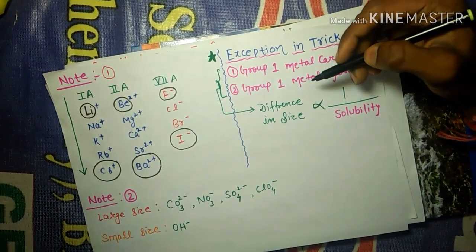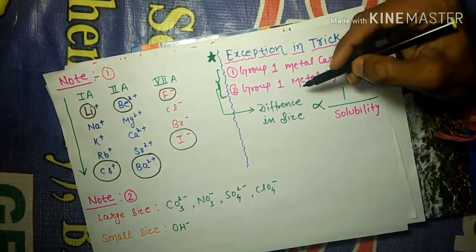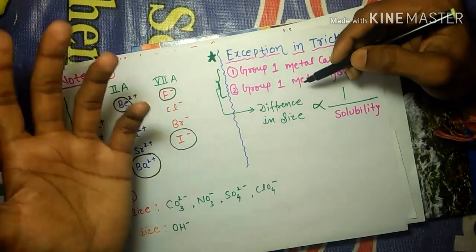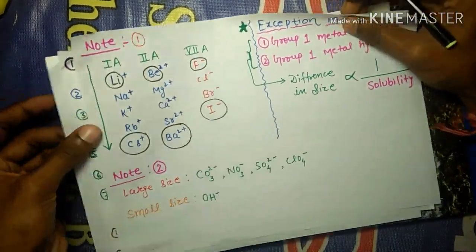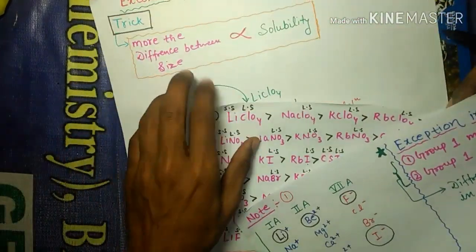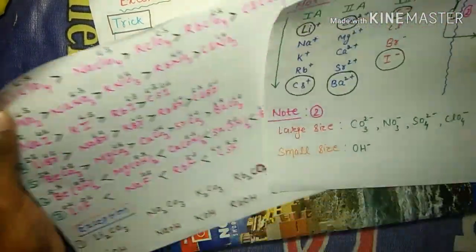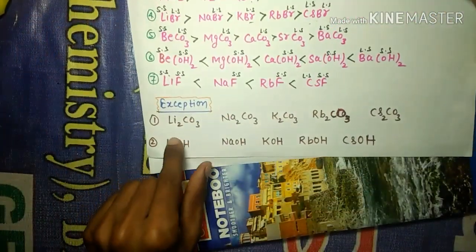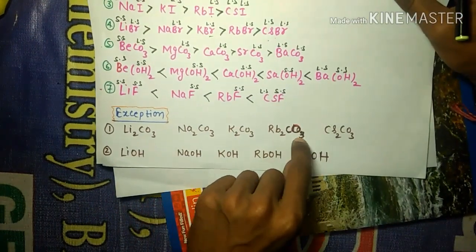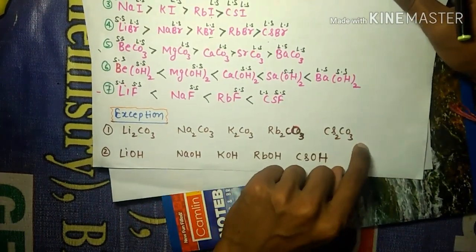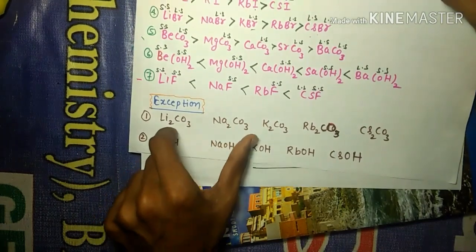We have to do nothing but just opposite the result. Okay, just opposite the result what we have got from the previous trick. ठीक है. तो अगर कहीं पे क्वेश्चन में अगर ऐसा आ जाए कि Li2CO3, Na2CO3, K2CO3, Rb2CO3, Cs2CO3, we have to compare the solubility order.